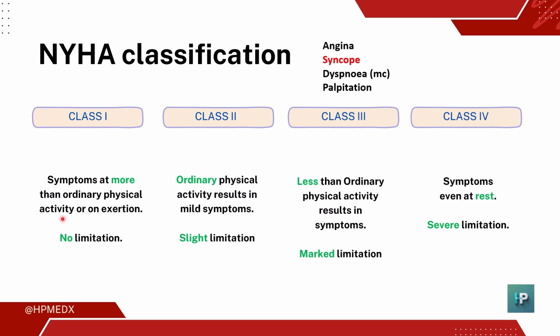At first it compares the symptoms with activity and then the limitation of activity. At first, symptoms occur at more than ordinary physical activity, and then at ordinary physical activity, and then less than ordinary, and at last class 4 is symptoms even at rest. And then limitation of activity. At first no limitation, then slight limitation, and class 3 is marked limitation, and class 4 is severe limitation.